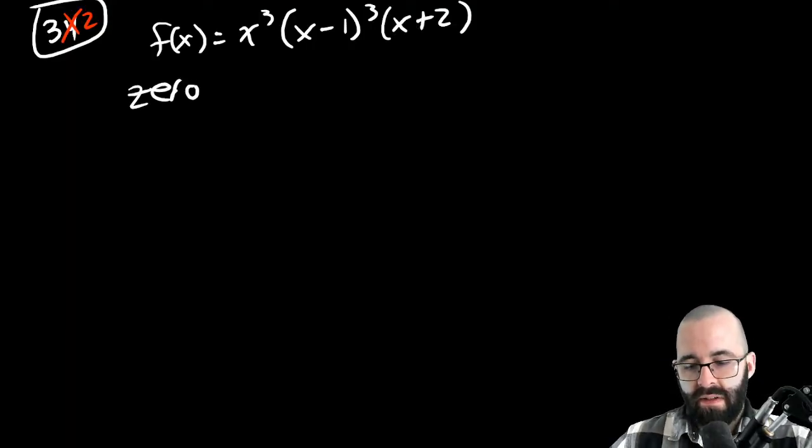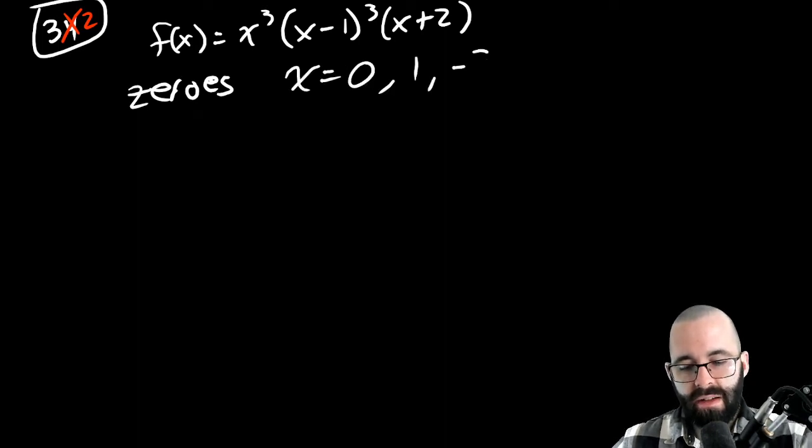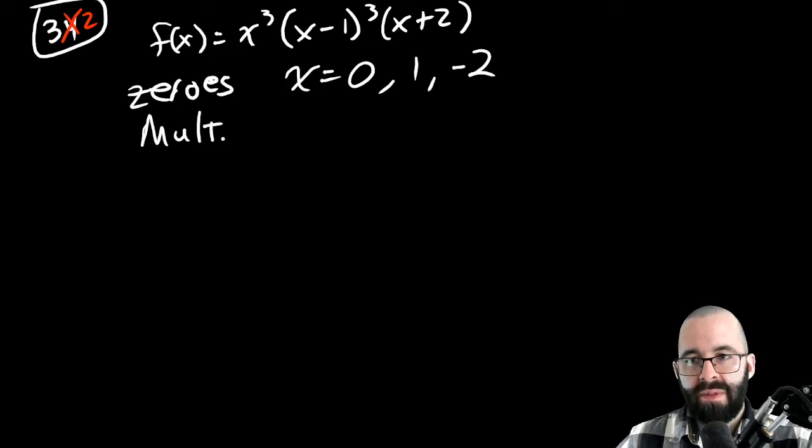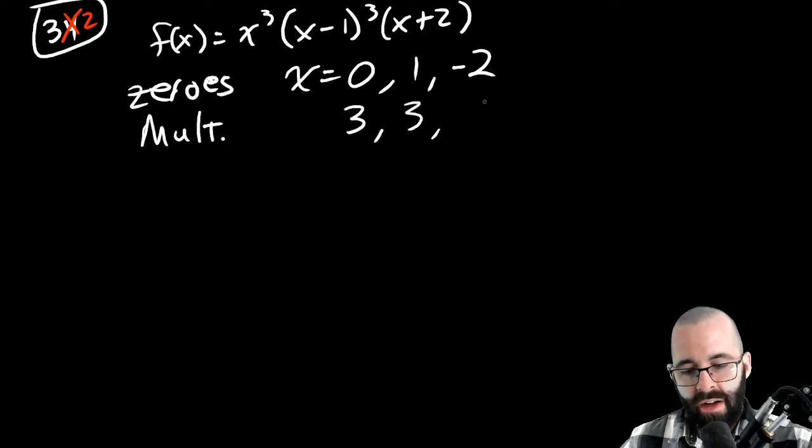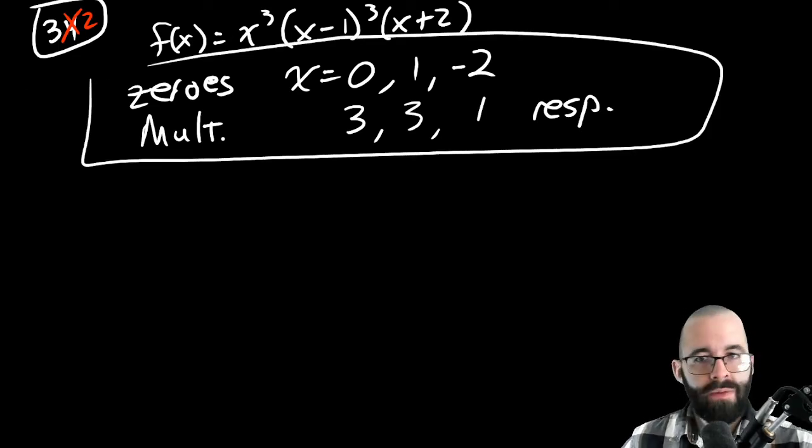Well, the zeros are just the intercepts, right? That's going to be when x is 0, positive 1, and negative 2. Multiplicities is how many times each one of those happens. 3, 3, and 1, respectively. There's a little hidden 1 here. All right. 3, 3, and 1, respectively. That's all you need to do for 32.